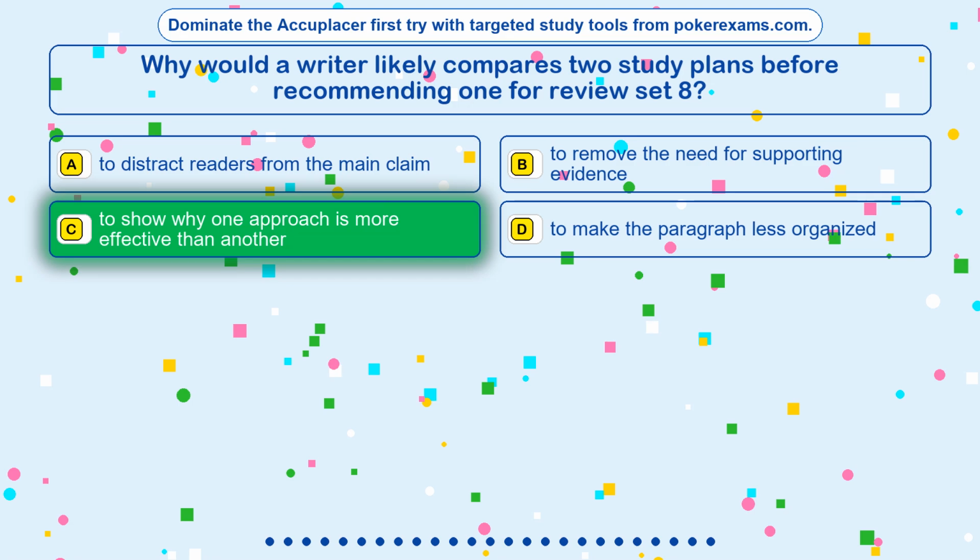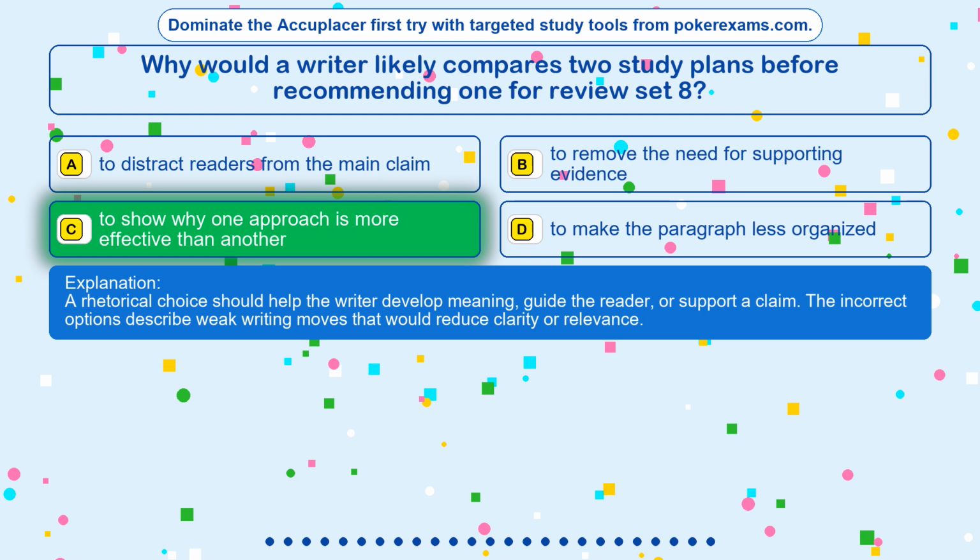The correct answer is option C, to show why one approach is more effective than another. A rhetorical choice should help the writer develop meaning, guide the reader, or support a claim. The incorrect options describe weak writing moves that would reduce clarity or relevance.